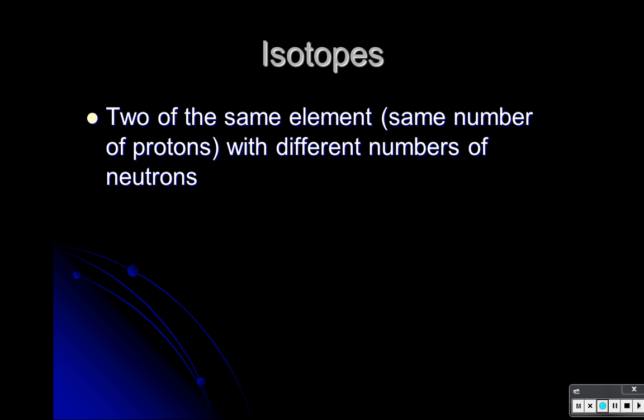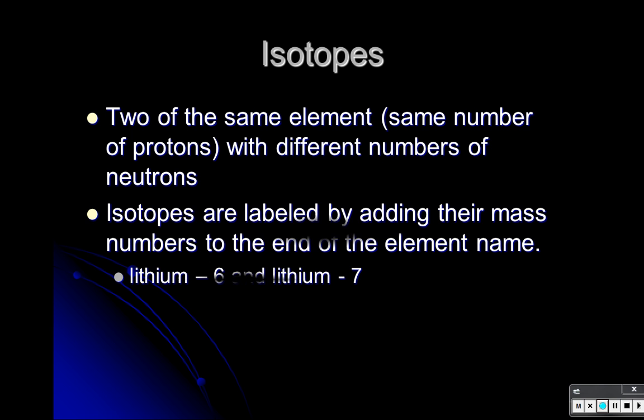Let's look at isotopes, and isotopes are probably new to most of you. Isotopes are 2 of the same element, meaning they have the same number of protons, but with different numbers of neutrons. Isotopes are labeled by adding their mass numbers. So if they have different numbers of neutrons, they're going to have different mass numbers, proton plus neutron. So you add that mass number to the end of the element name. So you would say lithium 6 or lithium 7.